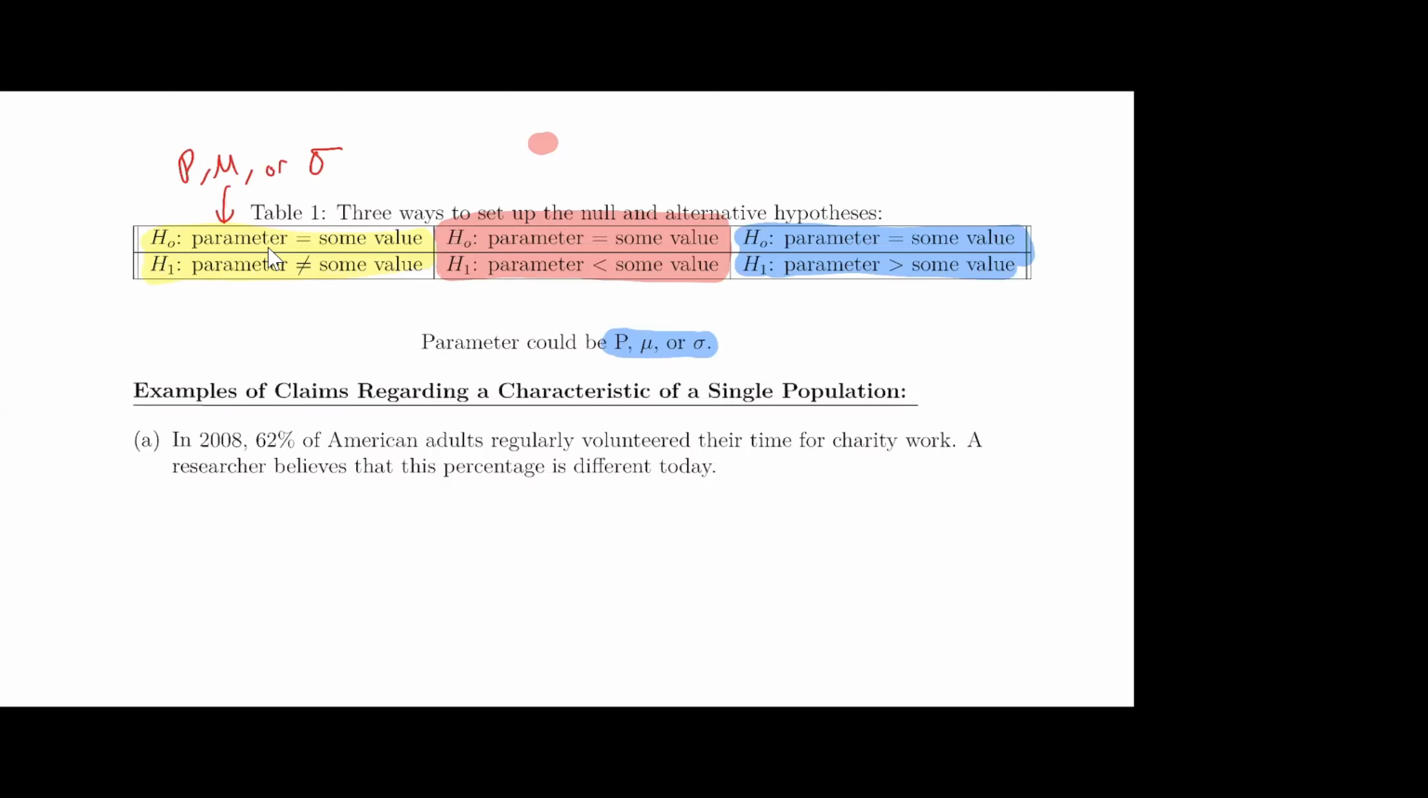Where it says some value, that's where you put the value that you think the parameter is equal to. Say I'm flipping a coin and I believe the coin is fair, you would say P is equal to 0.50. So where it says parameter, you input either P, mu, or sigma depending on which parameter we're testing, and where it says some value, you put the value that we think the parameter is equal to. Cool. Everybody good with what goes in parameter and what goes in some value?